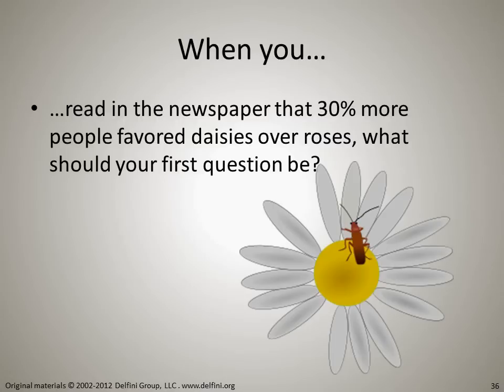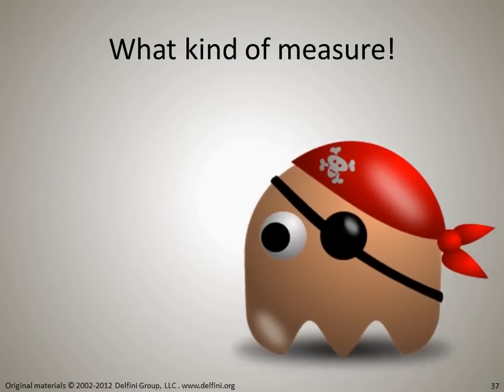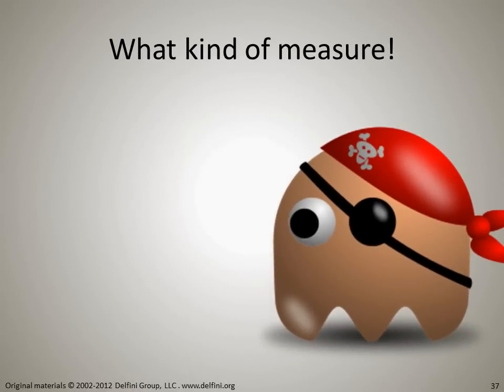So now, when you read in the newspaper that 30% more people favor daisies over roses, what should your first question be? What is the measure of outcomes? Is it the ARR or the RRR? That's pirate talk to you.